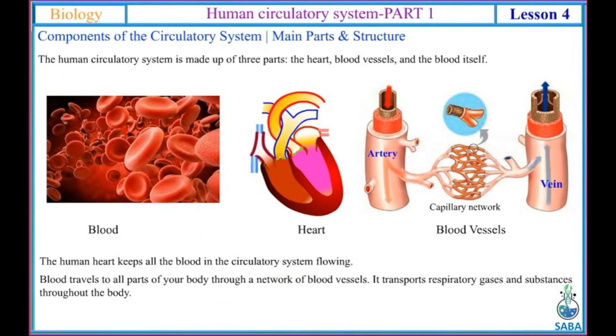Components of the circulatory system. The human circulatory system is made up of three parts: the heart, blood vessels, and the blood itself. The human heart keeps all the blood in the circulatory system flowing. Blood travels to all parts of your body through a network of blood vessels. It transports respiratory gases and substances throughout the body. The heart acts as a pump, circulating blood through the arteries, veins, and capillaries, ensuring that all tissues receive the oxygen and nutrients they need to function.